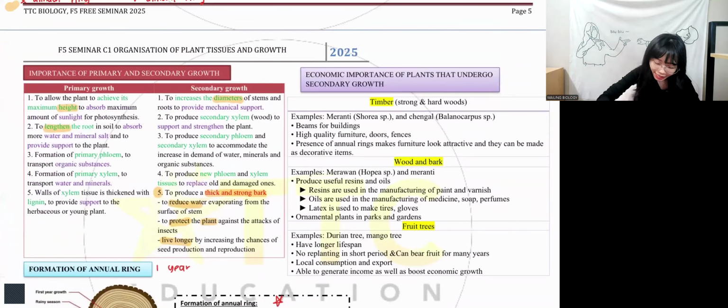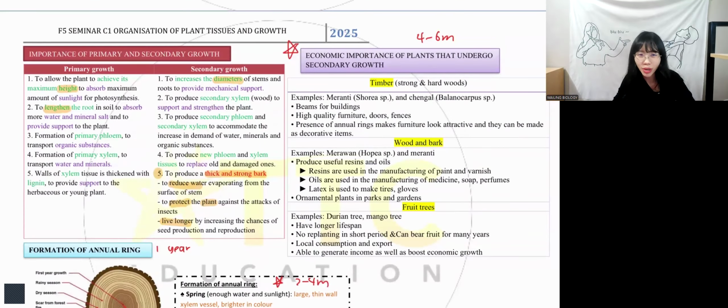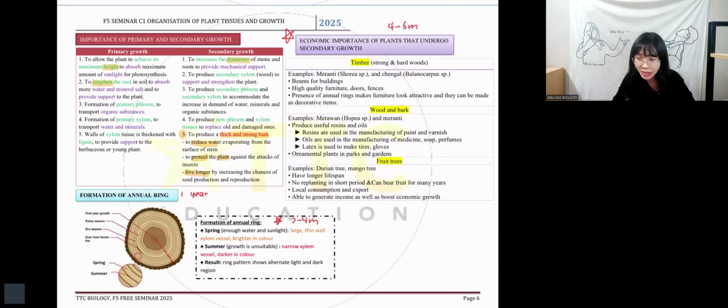So this is important for the exam as well. They will ask you about this question. Economic importance of plants. These are the important things. It can be a 4 to 6 marks question for economic importance. Annual ring is also important, maybe 2 to 4 marks. Secondary growth, maybe 2 marks like that. So you have to know about the importance of plants. Okay, anybody has a question to ask on this page?